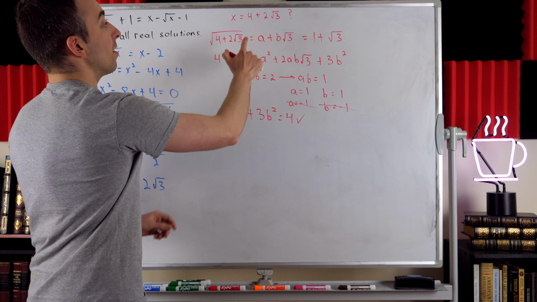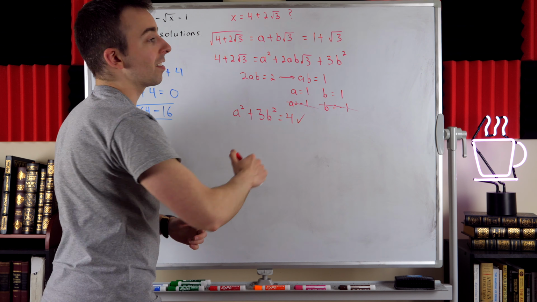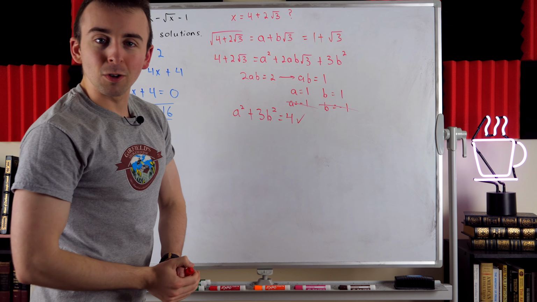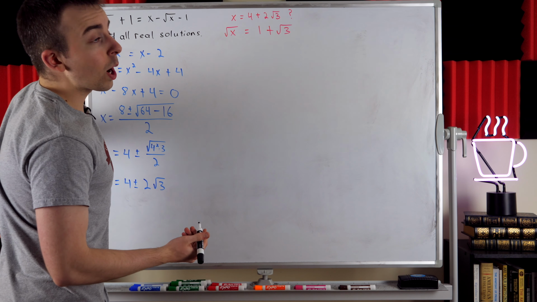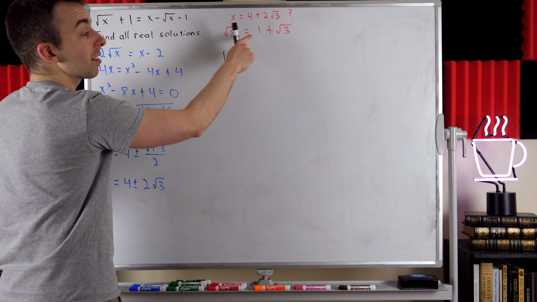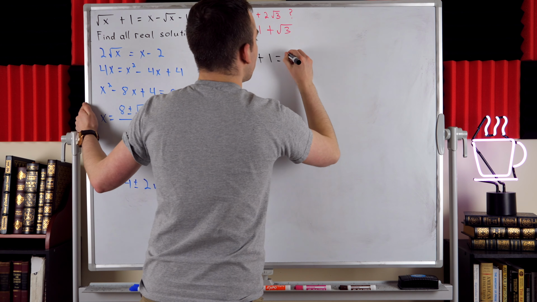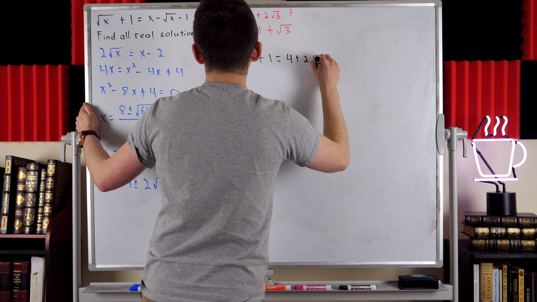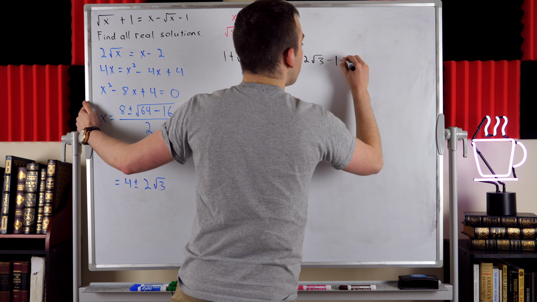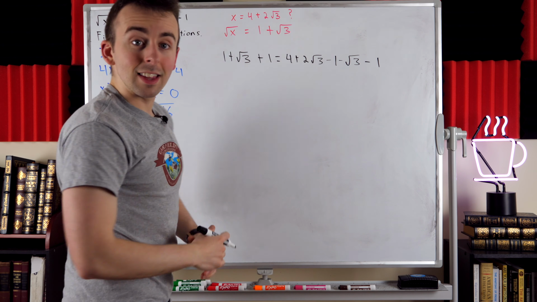Now that we have this nice expression for x and this nice expression for the square root of x, because remember that's what this is, we can go ahead and test to see if it satisfies the original equation. The left side of our equation is square root of x plus 1, so that's going to be 1 plus the square root of 3, that's the square root of x, plus 1 is equal to x, which is 4 plus 2 square root of 3, minus the square root of x, which is -1 minus root 3, minus 1 minus root 3, and then we have a minus 1 on the end. So is this equation true?